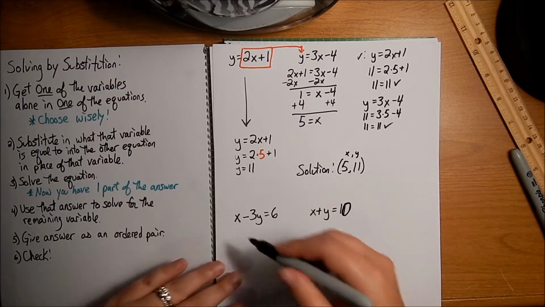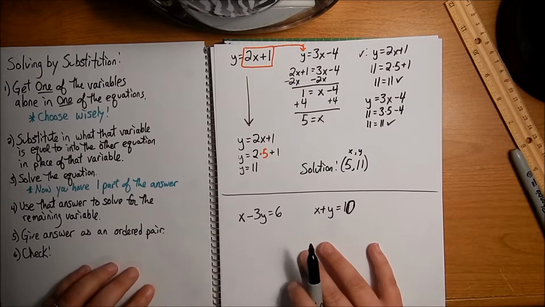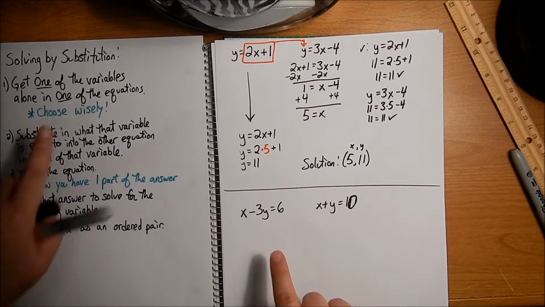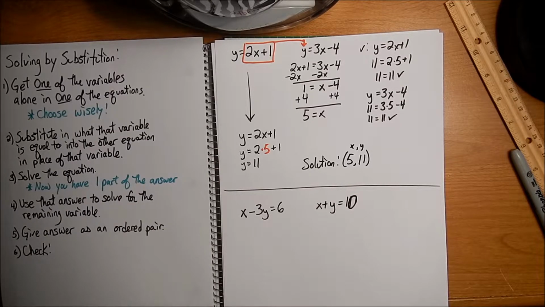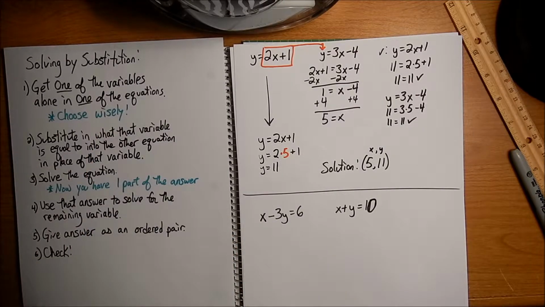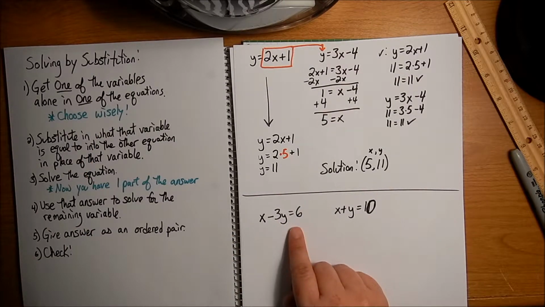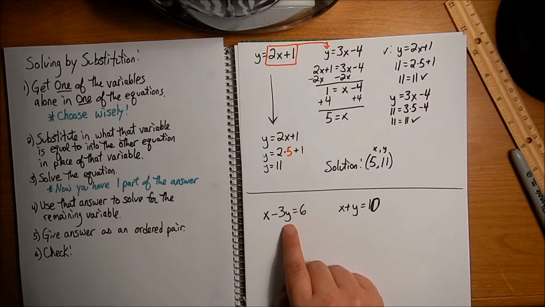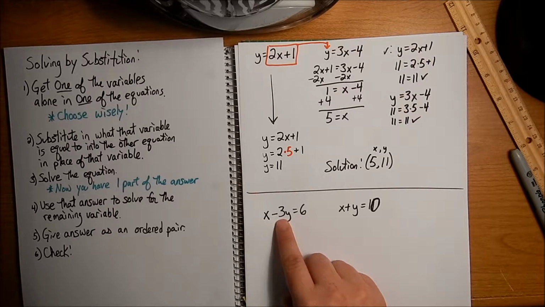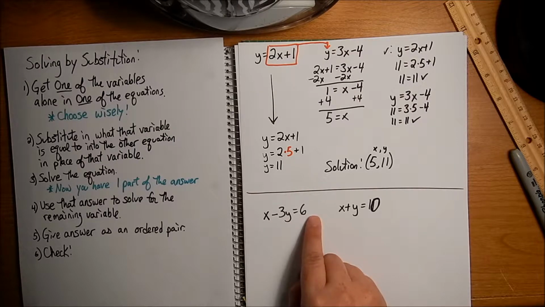Okay, so let's try our next problem down here. I'm going to go through the same steps, but now this one's a little bit trickier. I want to get one, remember step 1, get one of the variables alone in one of the equations. So, notice I say choose wisely. So if I look here, I would not try and get this y by itself. Look at all the work you'd have to do. You'd have to move the x over and divide everybody by this -3. Why would you do all that work when I could very easily just add 3y to the other side?